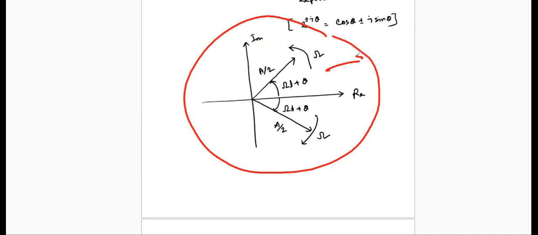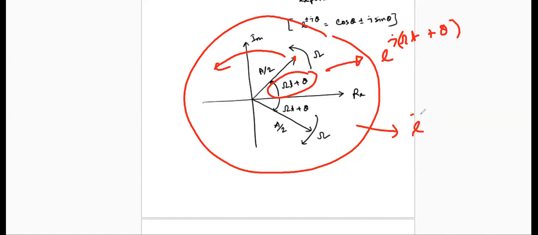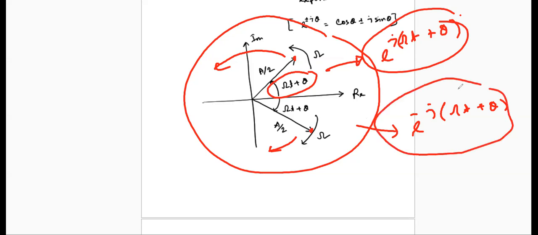This portion is for e to the power j omega t plus theta. Now the theta is given as a fact. So where will it start? It will start at this point, and then it will rotate like this by an angle theta. And for this one, e to the power minus j omega t plus theta, it will start from there and rotate in the clockwise direction. So we can show it in a single diagram as well. I have divided this diagram into two portions and tried to make you understand.